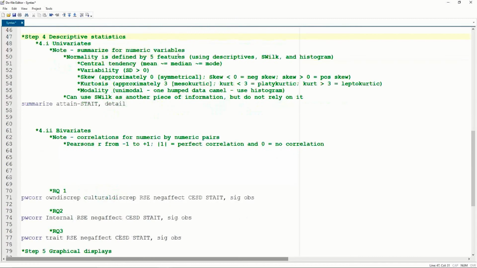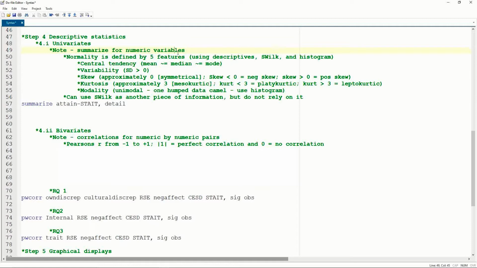So now let's move into step 4. This is our descriptive statistics. We've only got numeric variables. So remember we said we use the summarize command for numeric variables. When we have numeric variables in the descriptive statistics, the thing that we're really interested in is determining normality.